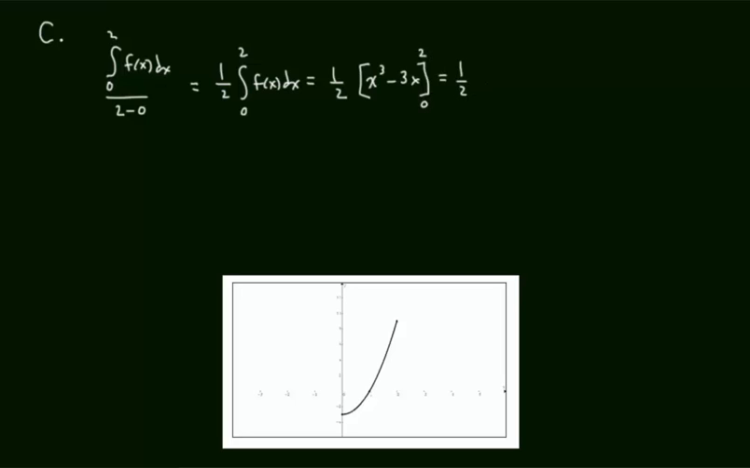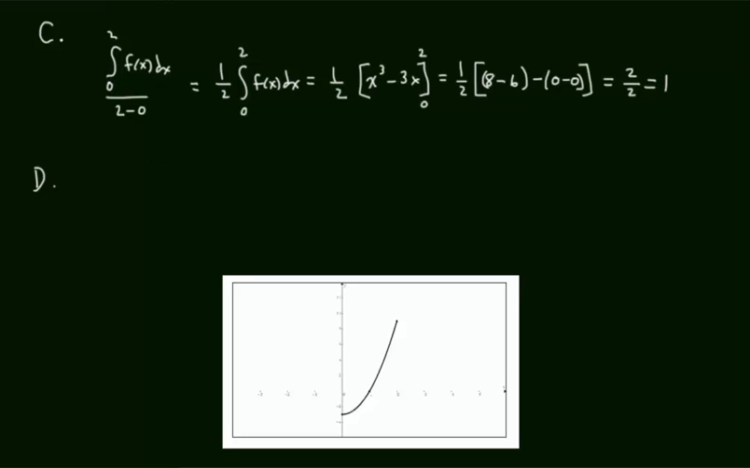So I have 1/2 times, I'm going to plug in the 2, so I'm going to get 8 minus 6. And then I'm going to subtract, I'm going to plug in the 0, 0 minus 0, and so this will come out to be 2, and then over 2, which comes out to be 1. The average height, or the average value, is equal to 1.